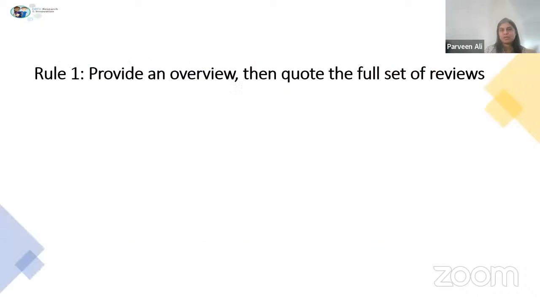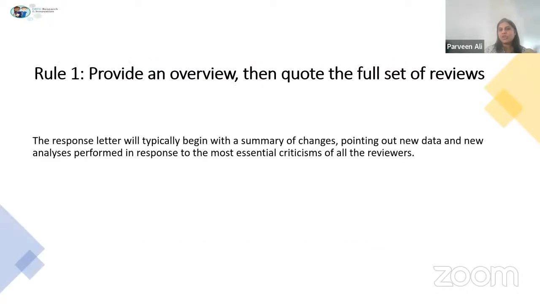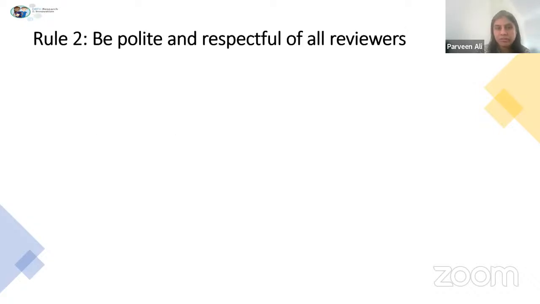Rule number 1, provide an overview, then quote the full set of reviews. So this is for the response letter. Always make sure that you have a separate response letter which responds back to each of the points that reviewers had asked you, and you answer those points. The response letter typically begins with a summary of the changes that you have made, pointing out any new data or any new analysis that you have done or anything that you've done differently in response to the criticism that you have received from all the reviewers.